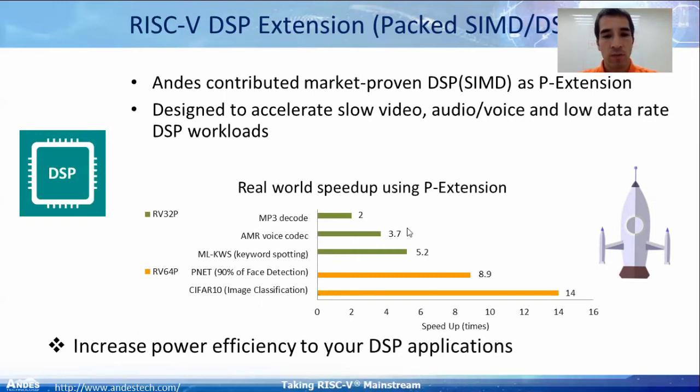Just to show you some numbers why it is good, for example, the keyword spotting I said, it can speed up by 5.2 times, but the speed up also means that you can run it slower. So for example, if your CPU runs at 500 megahertz and needs a lot of energy to make the keyword spotting, with the DSP extension, you can clock down to 100 megahertz and still have the same throughput, but save more energy. Especially if you're talking about devices powered on a battery, that is a very important feature.